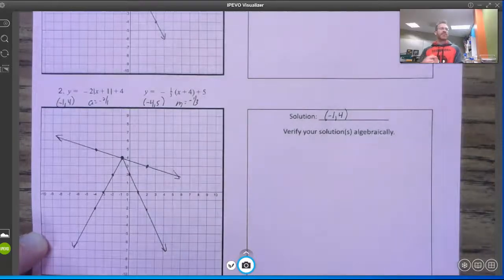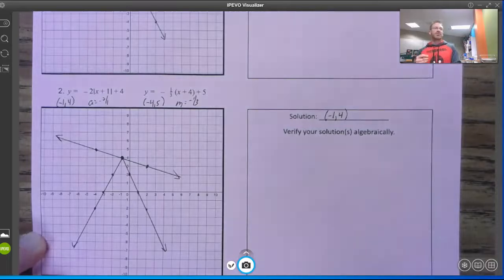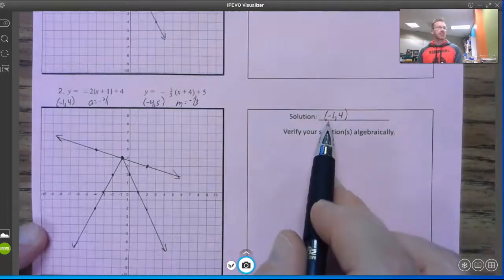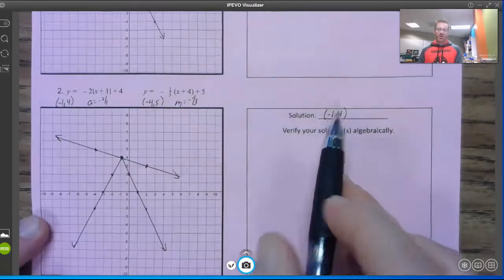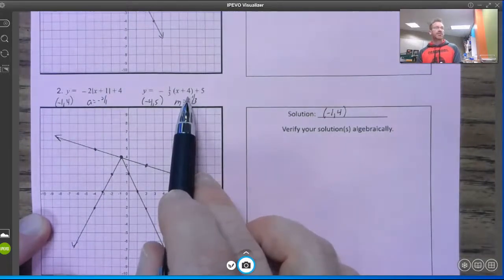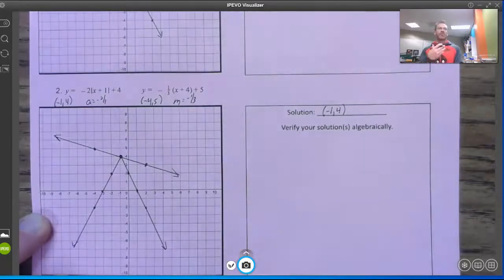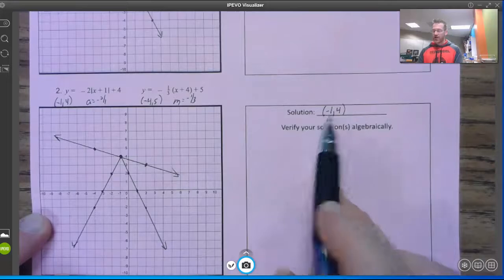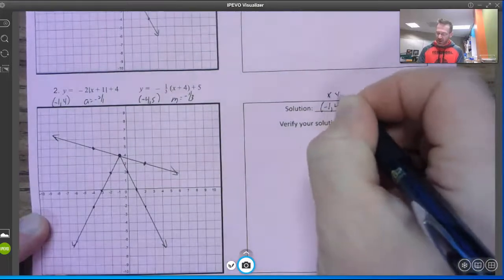Now we want to verify. What this is really doing is serving a couple different purposes. One, it's a built-in self-check, because if this really is a point of intersection, it should make both equations true. So we're kind of forcing you to self-check your work by asking you to do this. The second thing is we're also keeping you working with your order of operations skills, keeping those fresh as you work. So remember to verify. This is your x value, this is your y value.